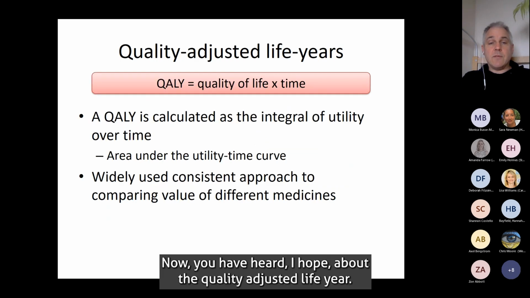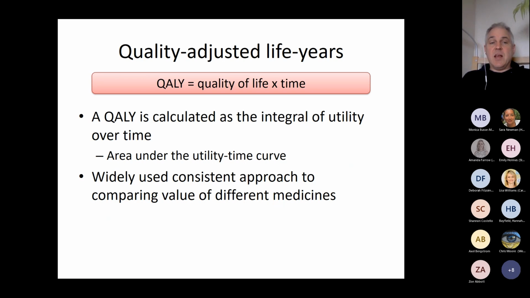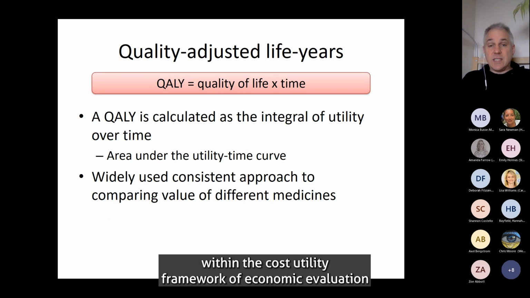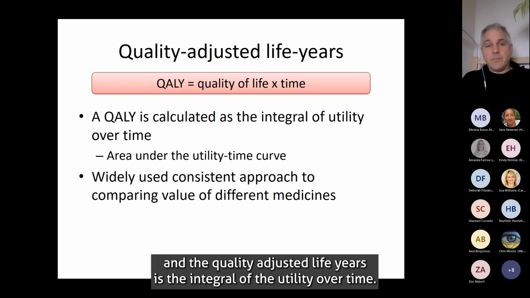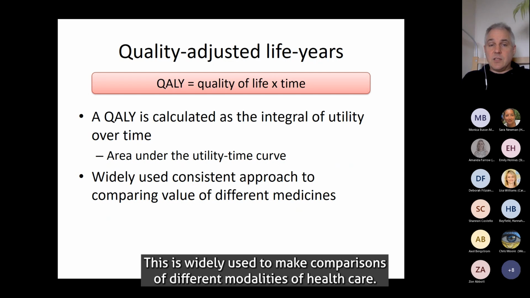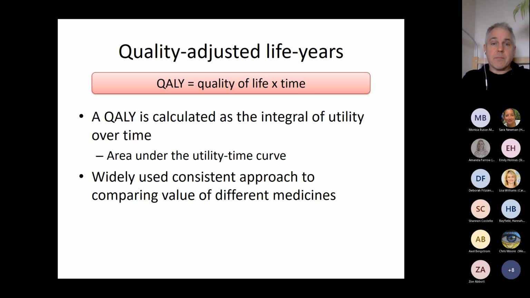Now, you'll have heard, I hope, about the quality adjusted life year. This is the metric by which we calculate cost effectiveness within the cost utility framework of economic evaluation. And the quality adjusted life year is the integral of utility over time. So in effect, it's the area under the curve when plotting utility against time. This is widely used to make comparisons of different modalities of healthcare.